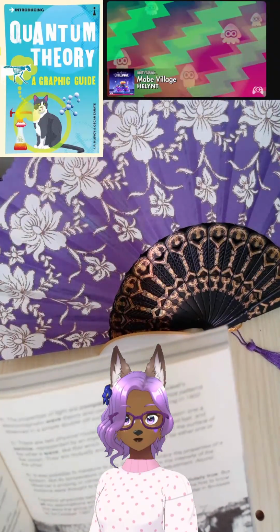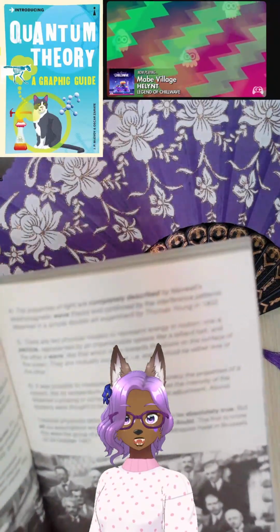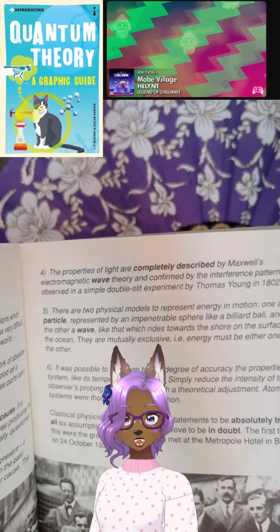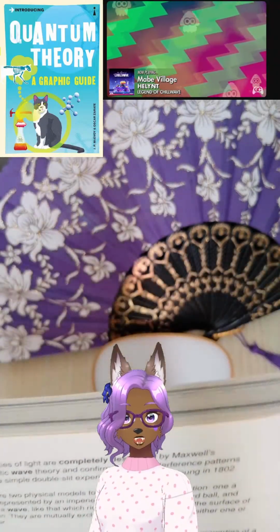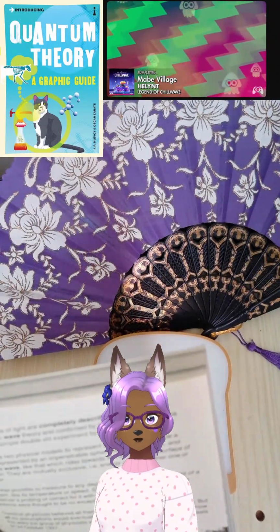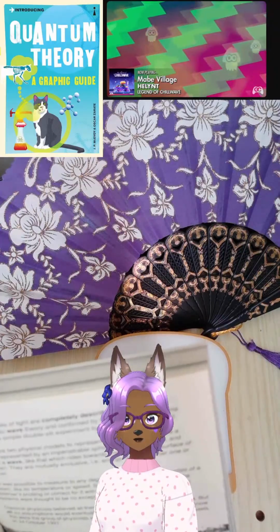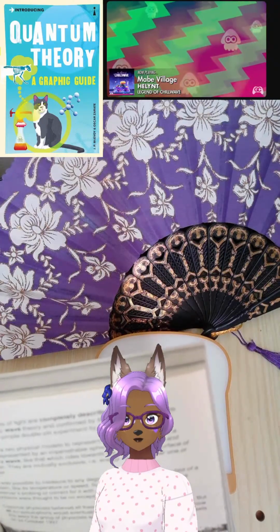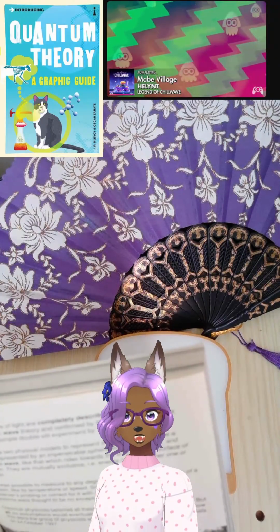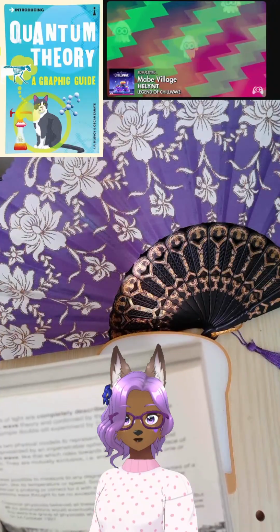Number 4 assumption of classical physics. It's right up top there. The properties of light are completely described by Maxwell's electromagnetic wave theory and confirmed by interference patterns observed in a simple double-slit experiment by Thomas Young in 1802. Number 5. There are 2 physical models to represent energy and motion. One, a particle, represented by an impenetrable sphere like a billiard ball, and the other a wave, like that which rides toward the shore on the surface of the ocean.